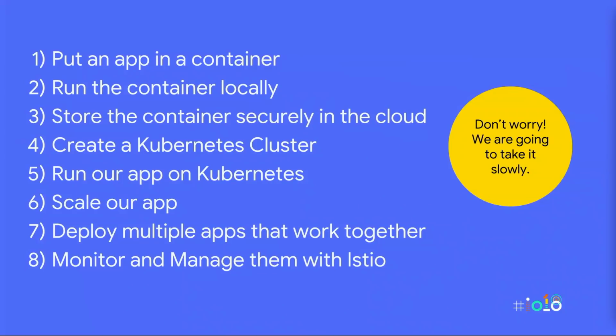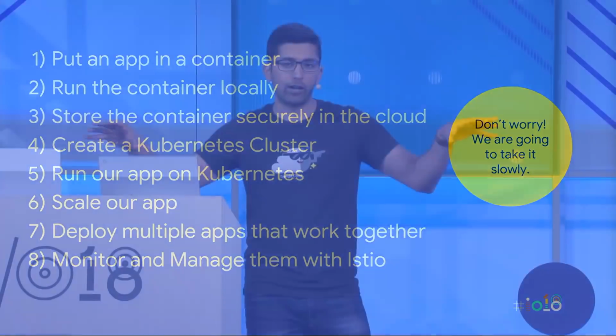I'm going to tell you what we're going to do. So what we're going to do is walk through the end-to-end story of taking an app and making it into a microservice. So we're going to take an app, put it into a container, run that container locally, store the container on the cloud, then we're going to create a Kubernetes cluster, run our app on that cluster, then scale it out, and then we're going to do something a little bit more interesting. We're going to run multiple apps that work together, a true microservices pattern, and then we're going to monitor and manage them with Istio. Awesome. So let's move back to the demo.